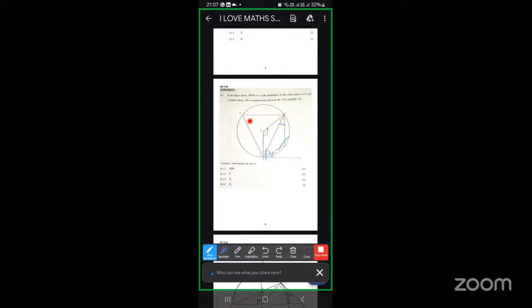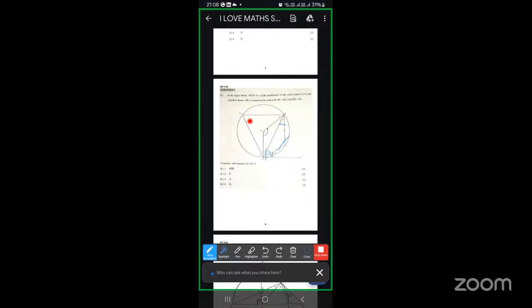I think we said angle C will be 100, meaning angle A will be 80. Angle A will be 80. Let me just confirm this: 180 minus 40 minus 40. Oh, okay, yes, I agree. That's correct. So is everyone understanding that?